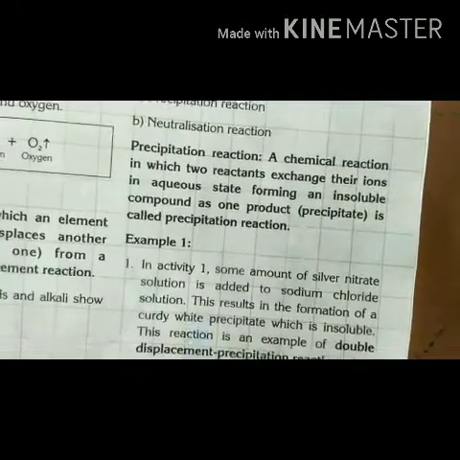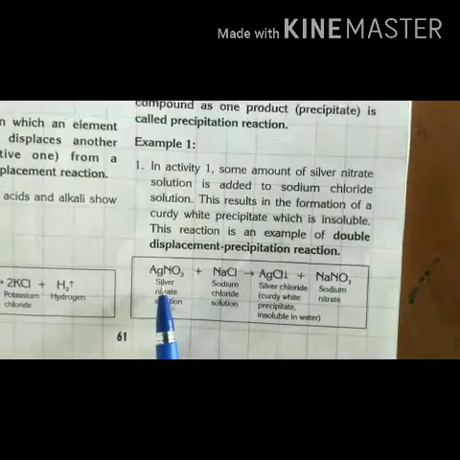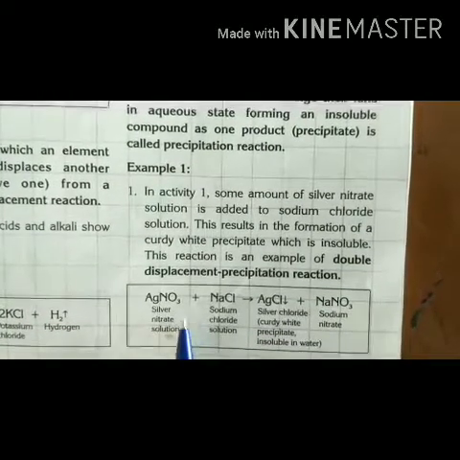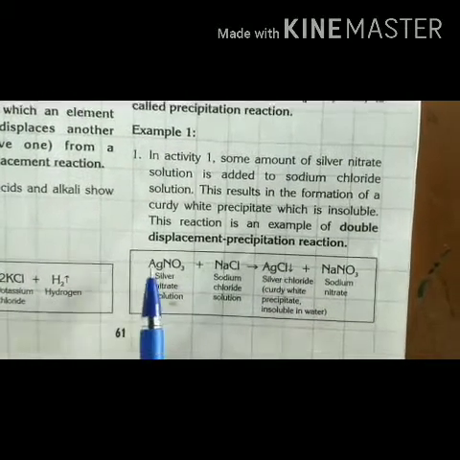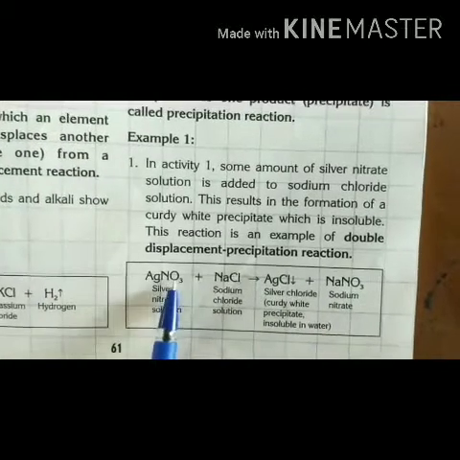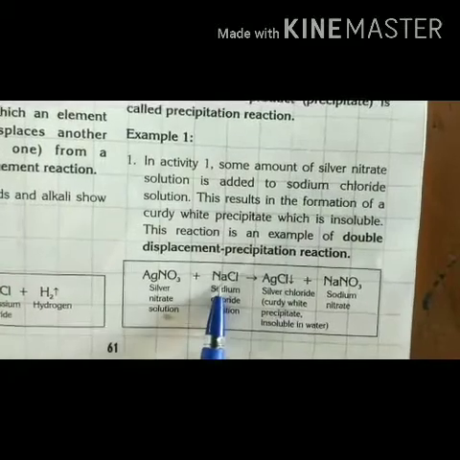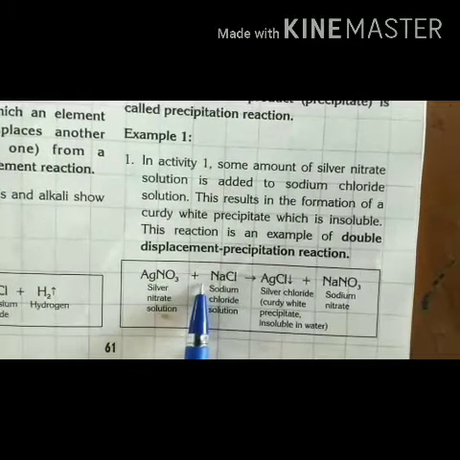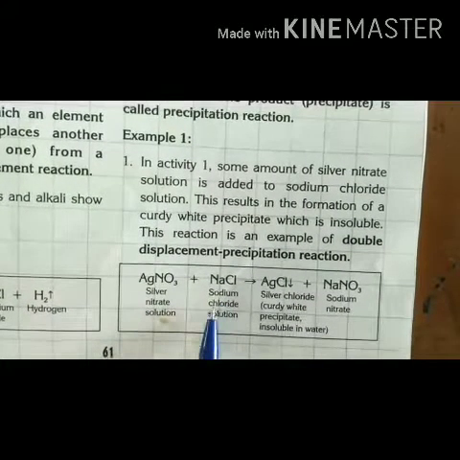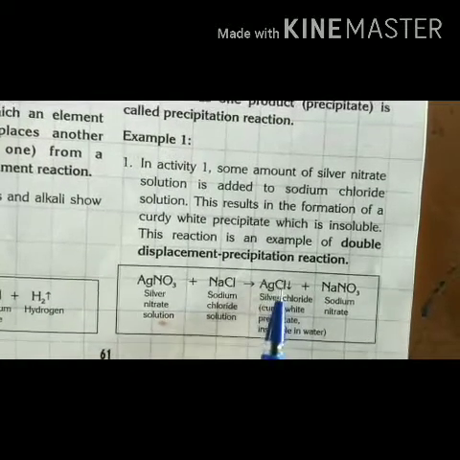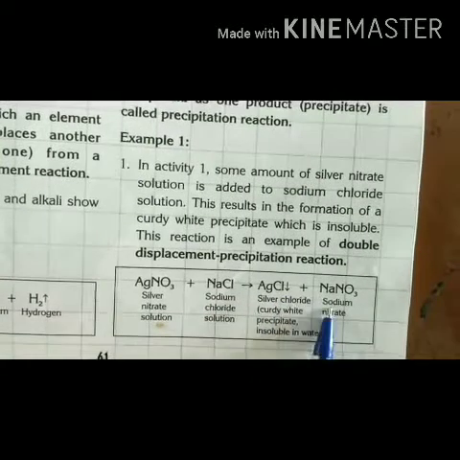Okay, so here with the help of an example we can easily see what a precipitation reaction is inside the double displacement reaction. So students, see very carefully. AgNO3, silver nitrate, reacts with NaCl, that is sodium chloride. After the reaction, they form AgCl, that is silver chloride, and sodium nitrate.